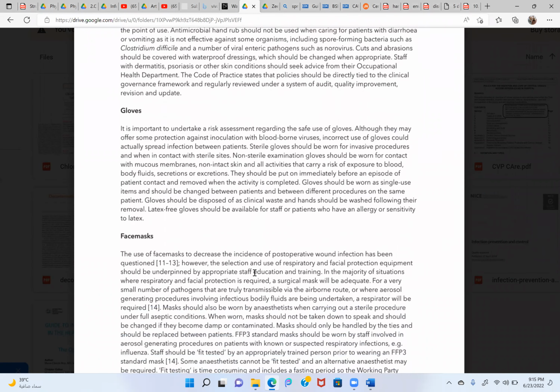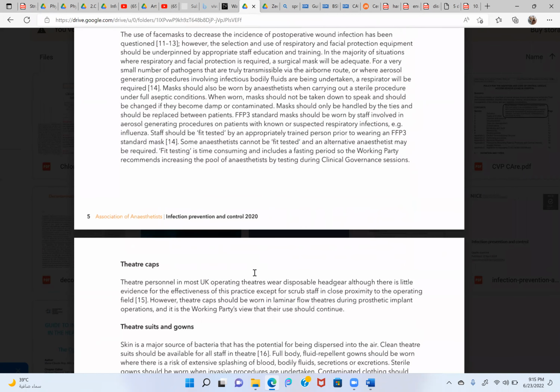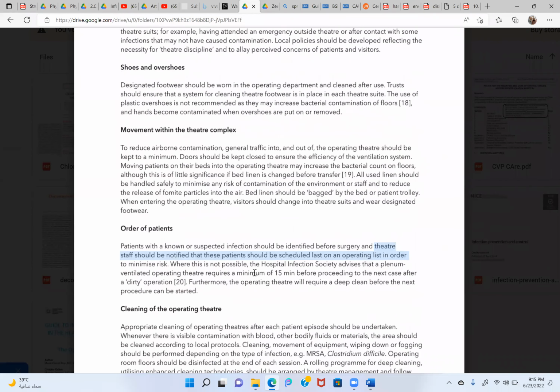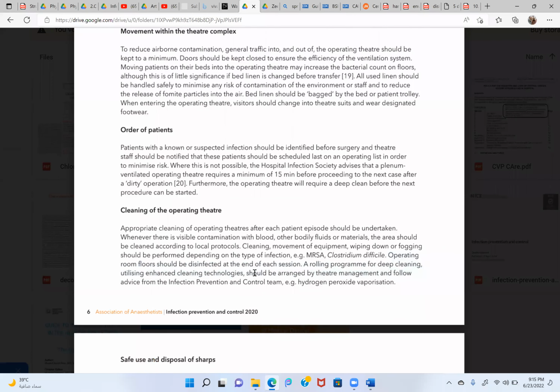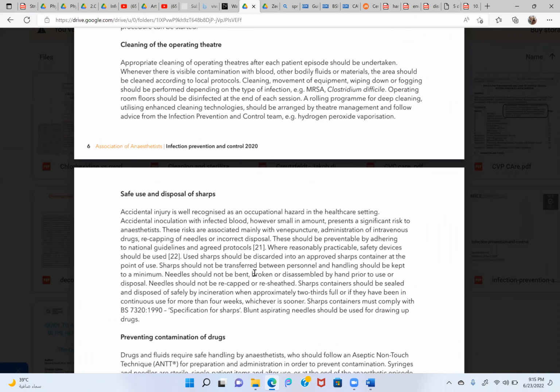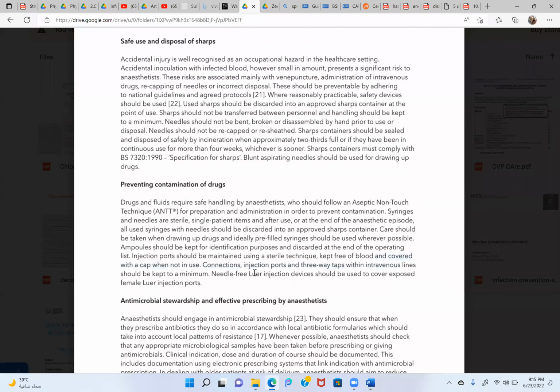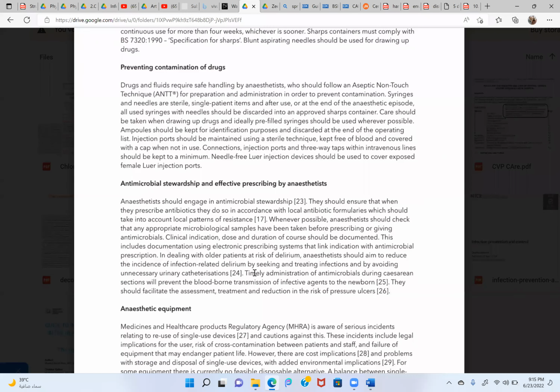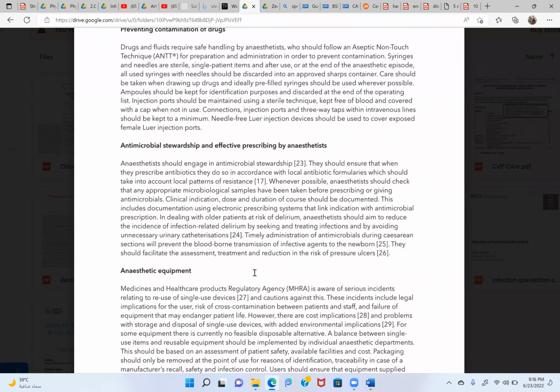Okay, so we discussed these things: face masks, theater caps, theater suits. You can just have a look at it. Then aseptic non-touch technique of drugs and antimicrobial stewardship. What do you mean by antimicrobial stewardship? Anyone knows about it? This is for the rational use of antibiotics. Don't use antibiotics without a reason.